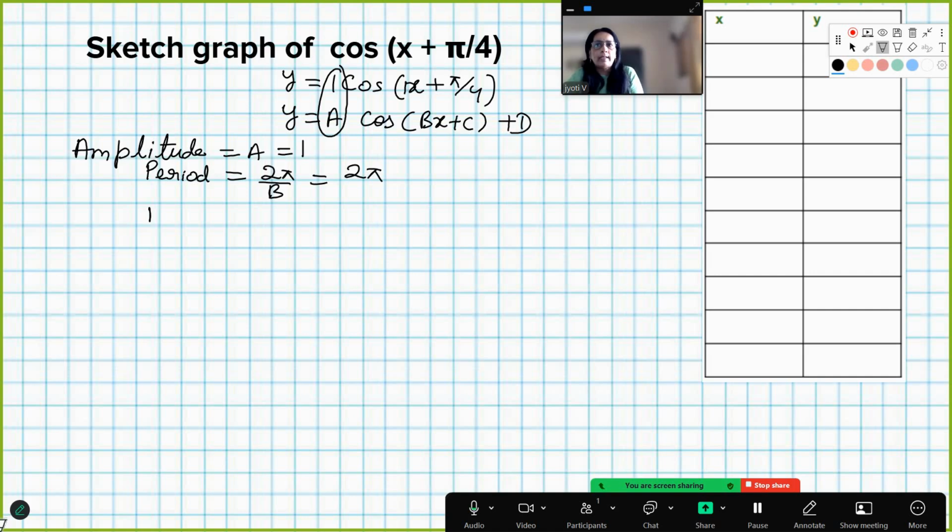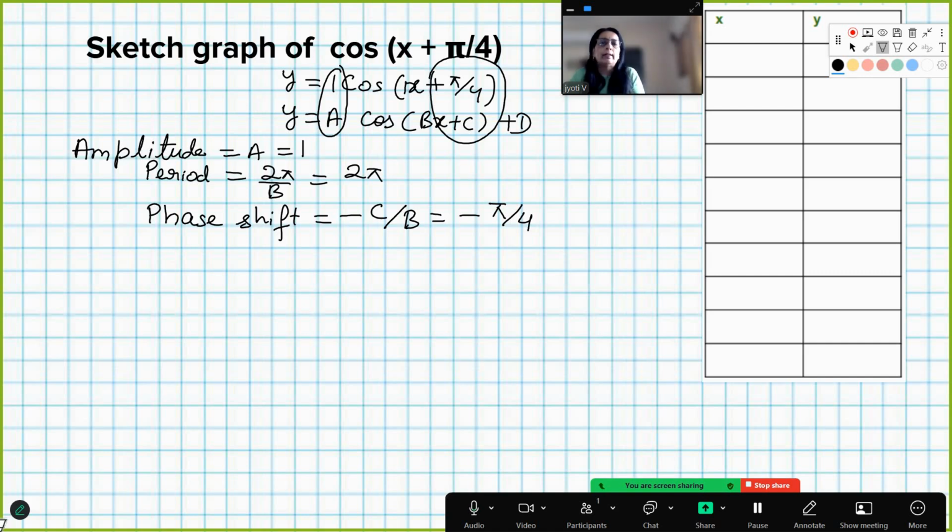Then we'll see the phase shift. What is the meaning of phase shift? Phase shift is how much laterally displaced the graph is, which is found using the formula negative c over b. C is here, this one is c. Negative of pi by 4 divided by 1, so negative pi by 4. That means the graph will not start on the y-axis at 1. It will start a little bit left of the y-axis, the vertical line.